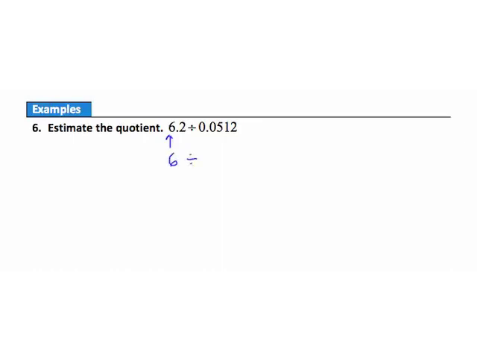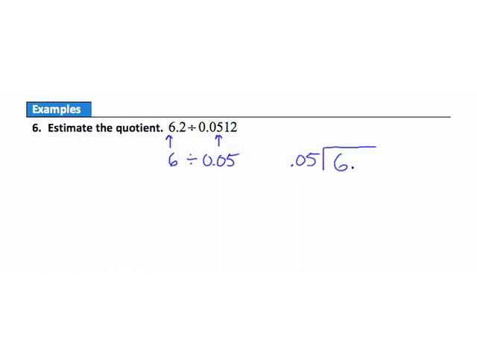So I'm going to have 6 divided by, the largest place value of this next number is the 0.05. Since the number to its right is 1, we're going to keep that the same. So a good estimate for this number is 0.05. Now we're going to go ahead and perform this division. We're dividing by 0.05, and we're dividing that into 6.